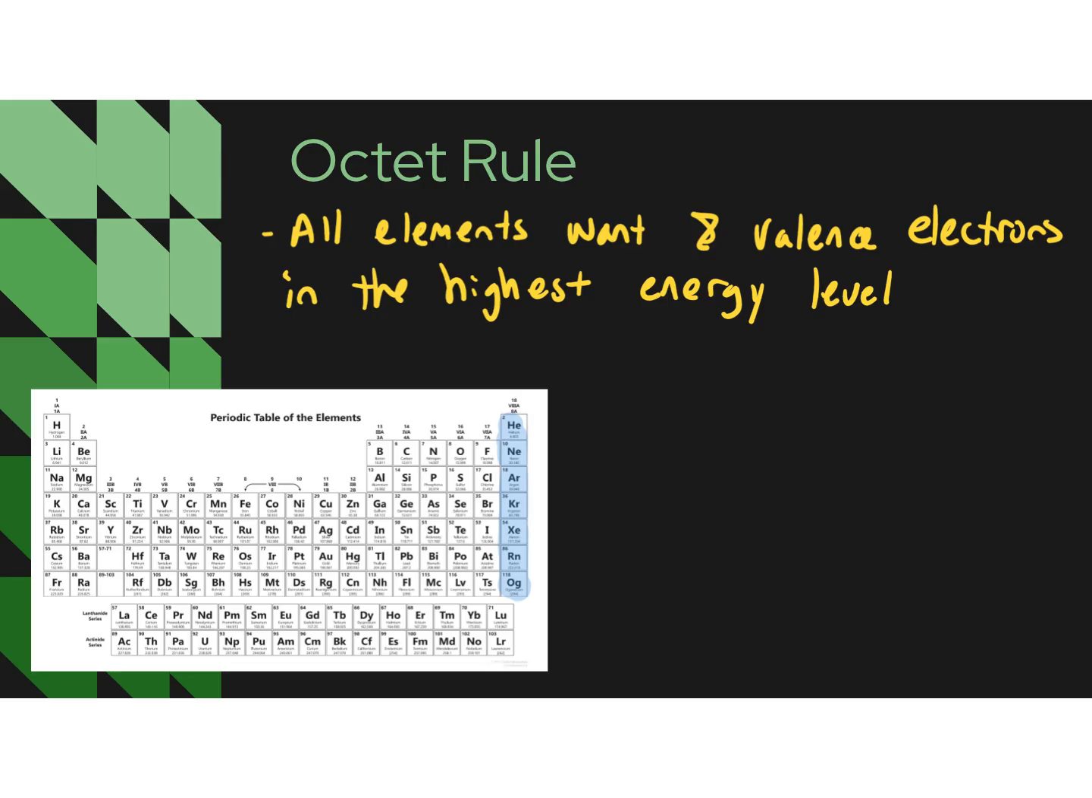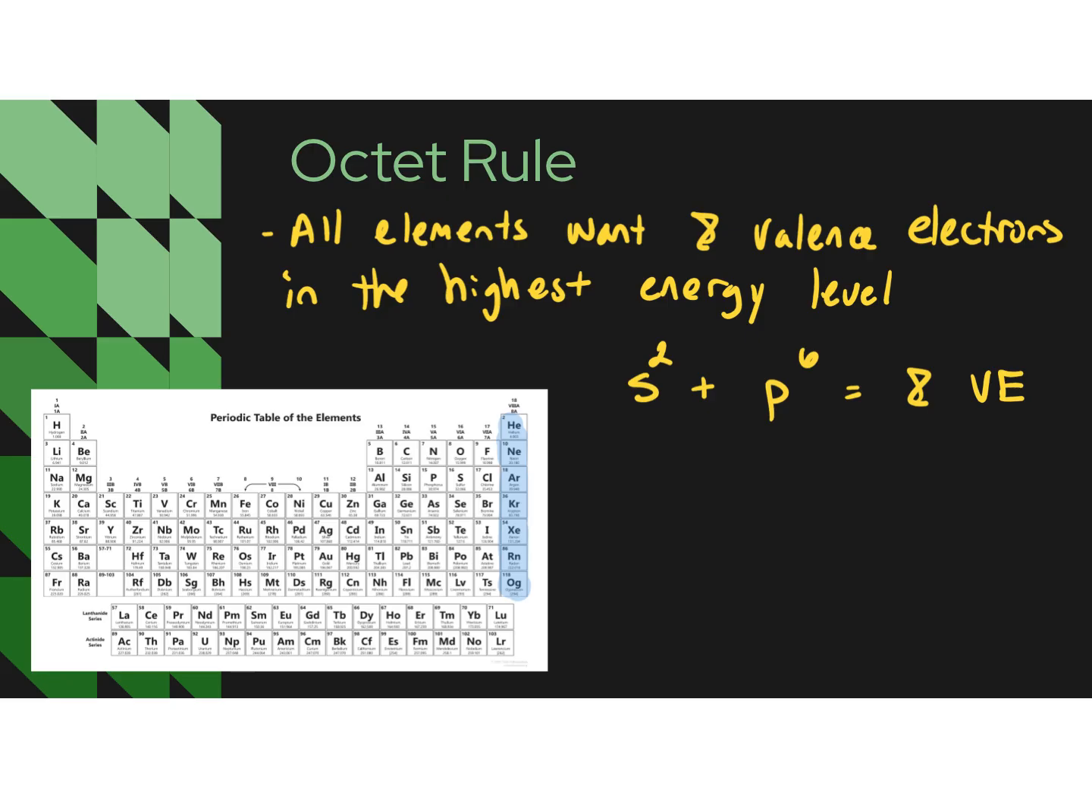In other words, they're trying to fill up their s subshells and their p subshells, because an s can hold 2 and a p can hold 6, so 2 plus 6 is 8. Only these elements on the end have 8, and so they are stable. Everything else is trying to get 8 in their highest energy level.